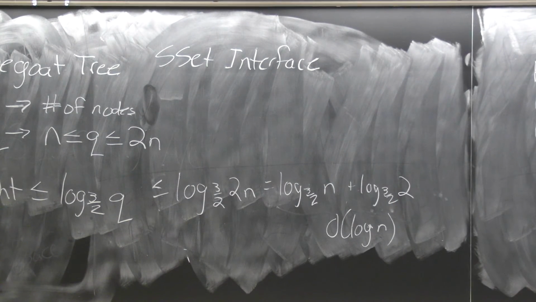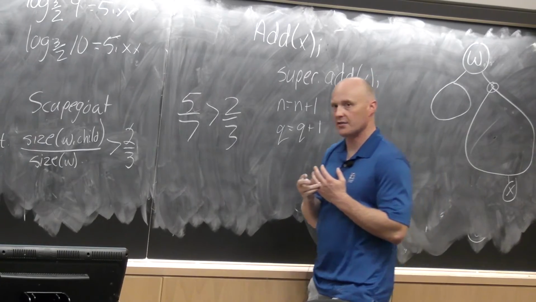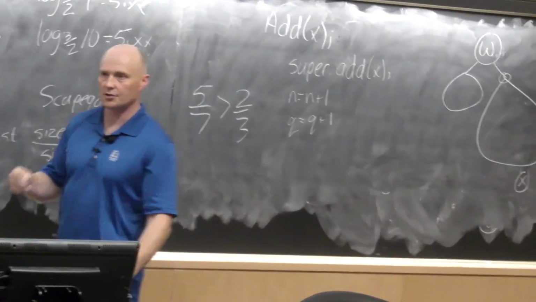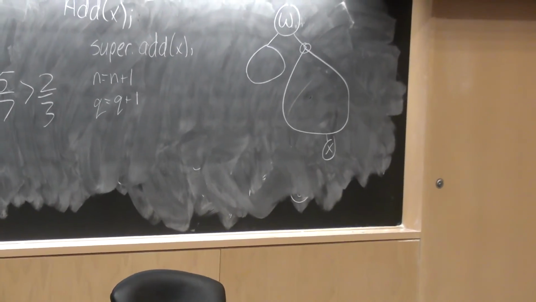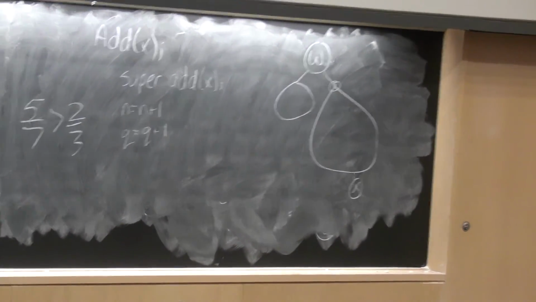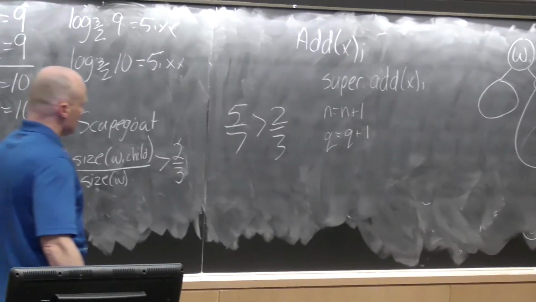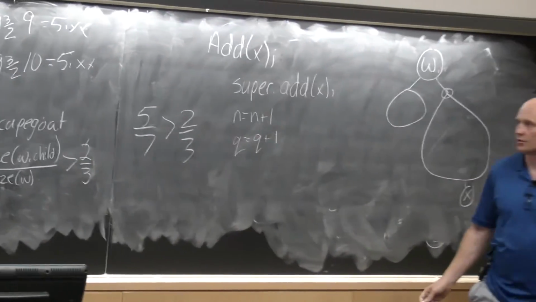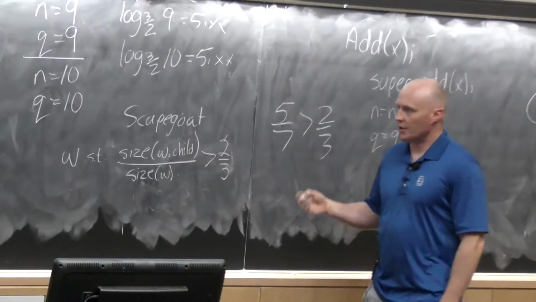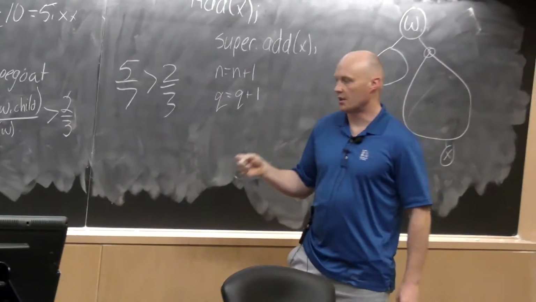So log base 3/2 is, of course, going to be something greater than log base 2. So log base 3/2 of n is greater than log base 2 of n. So the height of this tree, if it's a balanced tree, is log base 2 of n, so it can never exceed log base 3/2 of n. So if it's balanced, we will never have to rebuild our tree, basically. We only rebuild it if it's unbalanced. And the claim is that if it's unbalanced, we're always going to be able to find a scapegoat.